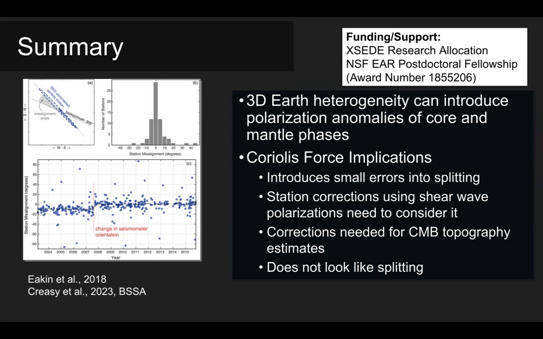So maybe station corrections might need to consider it. Also, core mantle boundary topography: since we're understanding more about how these polarization anomalies can arise, maybe we can estimate core mantle boundary topography with polarizations now that we can correct for the Coriolis effect. And the Coriolis is not going to fool a shear wave splitter. It doesn't look like shear wave splitting, which is good.